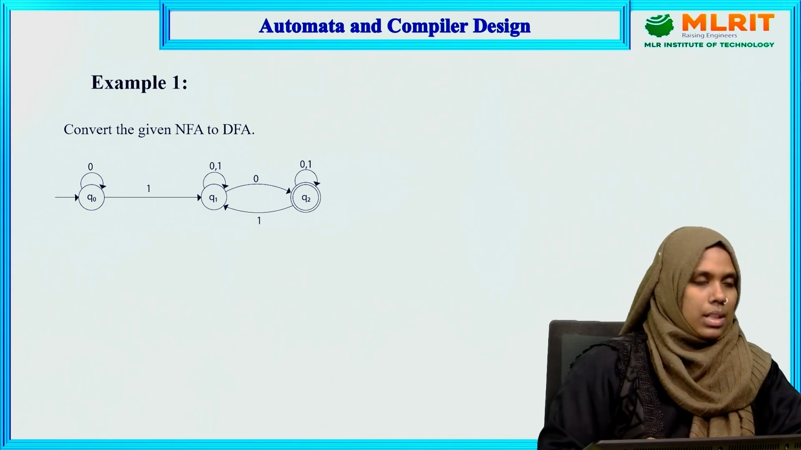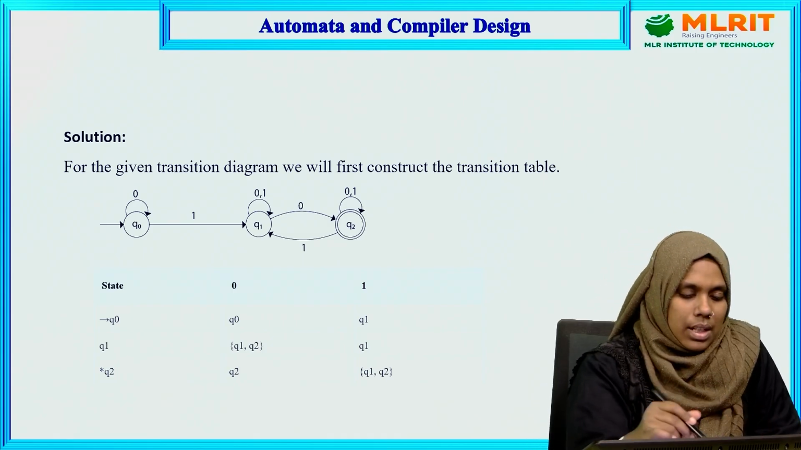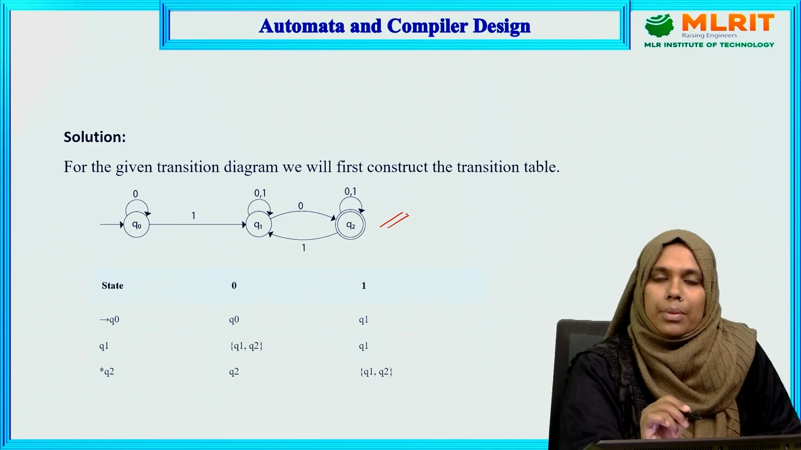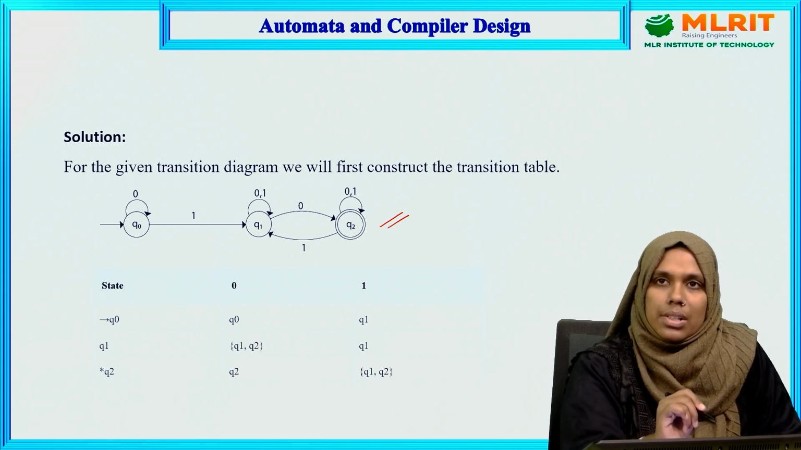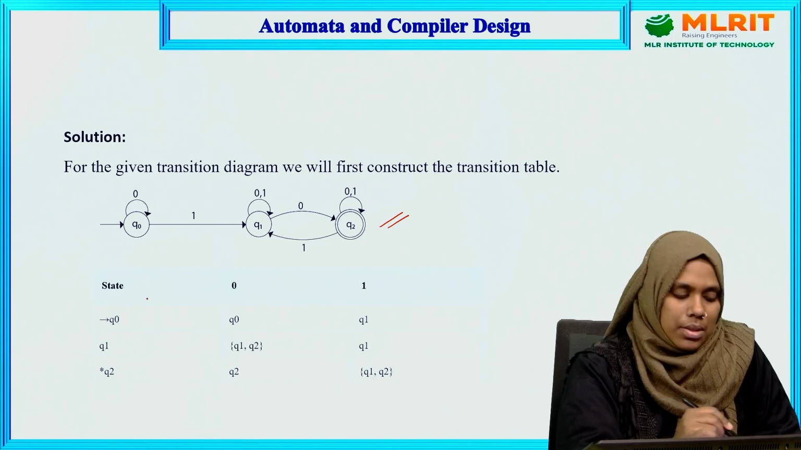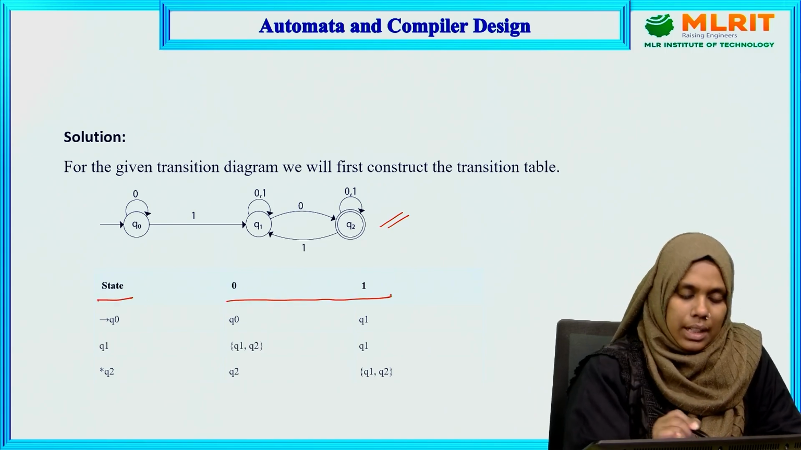So let's see the solution here. For the given transition diagram, the first step is to write the transition table for it. What does the transition table consist of? The transition table consists of the states as well as the input symbols.